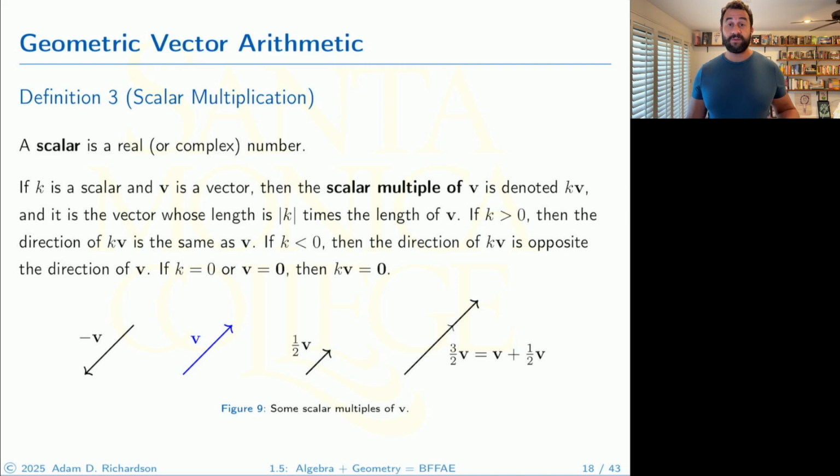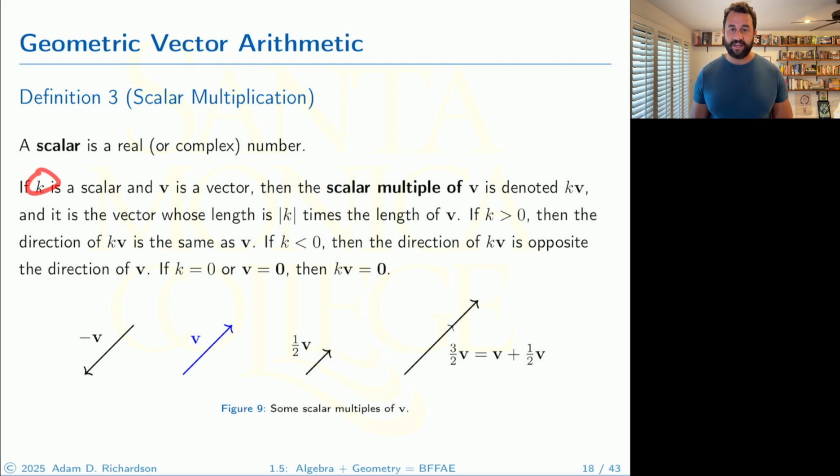And quite literally, what this does is it takes your vector and stretches it or squishes it or flips it in the opposite direction. Sorry, it's kind of hard to do. So that's what a scalar multiple of a vector is, and that's why that word scalar is so nice. So let's go through the details.